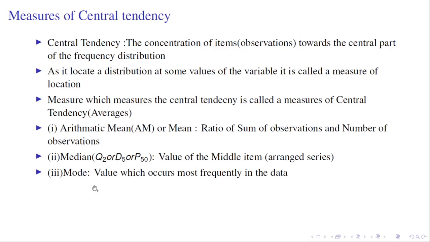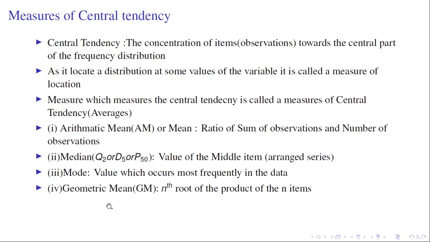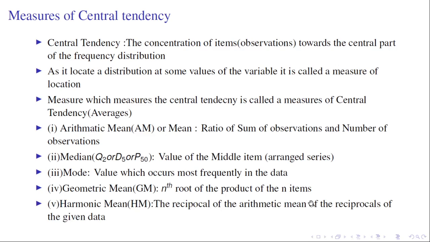Mode. It is the value which occurs most frequently in the data. It is a measure of central tendency. Also, the fourth measure is geometric mean, GM. It is the nth root of the product of the n items. Difficult to understand, but you know the formula. We are also going to discuss the formulas in detail with their merits and demerits. The last measure of central tendency is harmonic mean, the reciprocal of the arithmetic mean of the reciprocals of the given data.